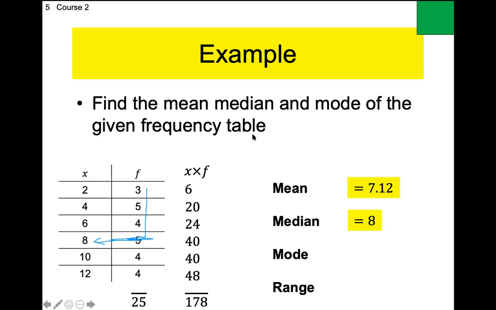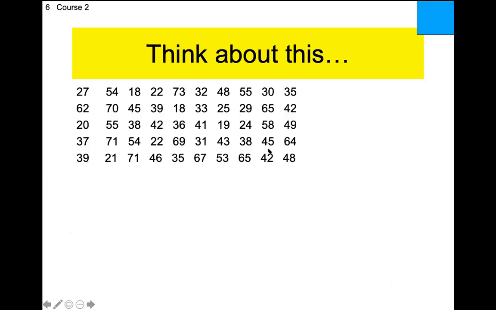The mode is the one that's repeated the most. 4 and 8 are repeated 5 times. The range is just the biggest number minus the smallest number. 12 minus 2 is 10. To make the interval frequency table, you first have to find the intervals, and you have to make this part up. So this is a little bit of common sense.